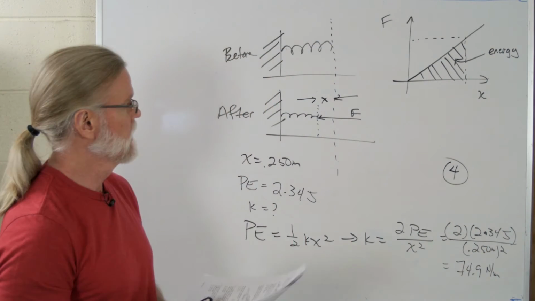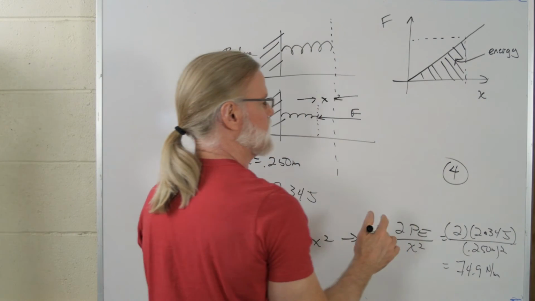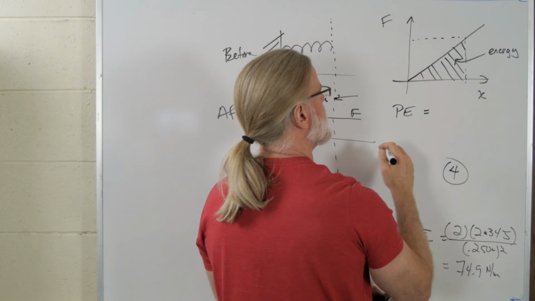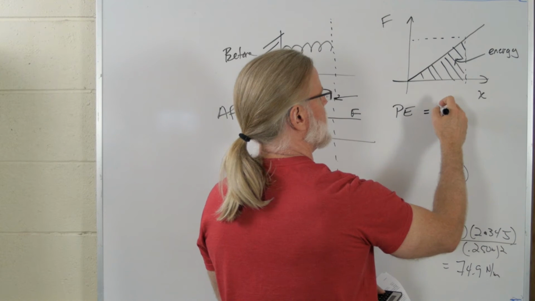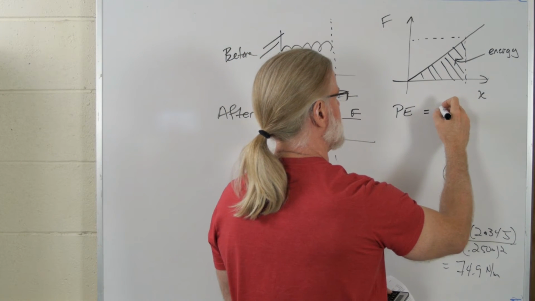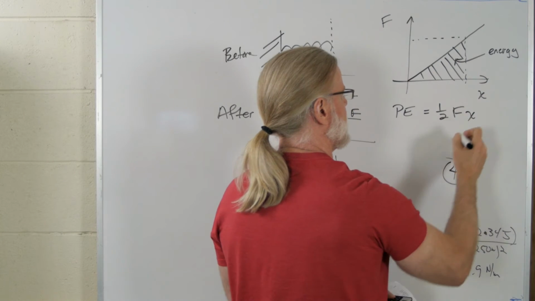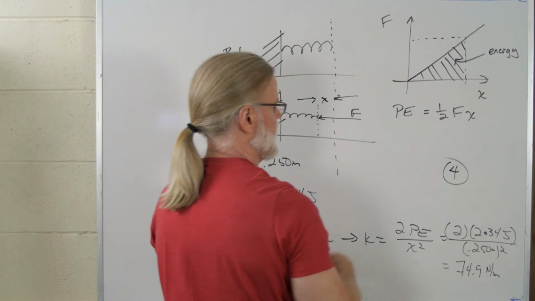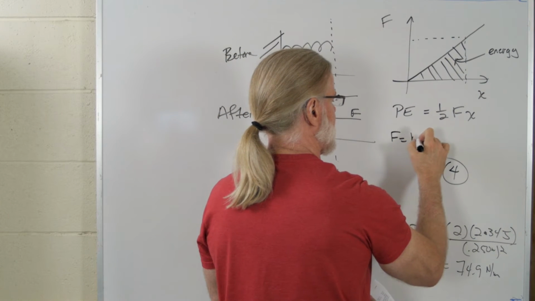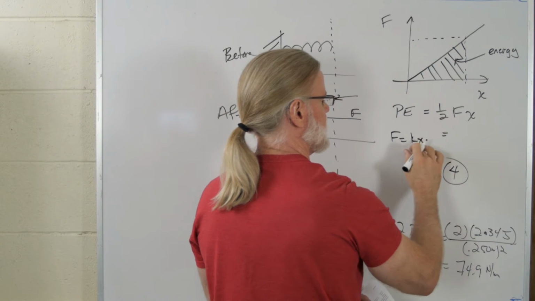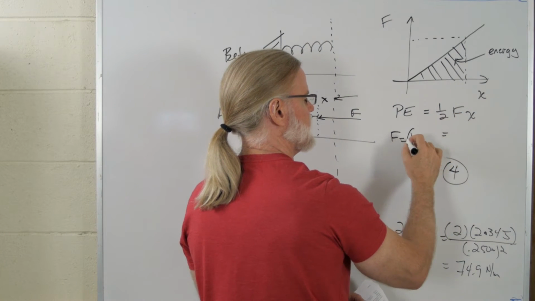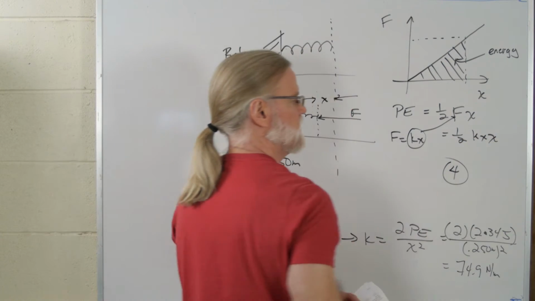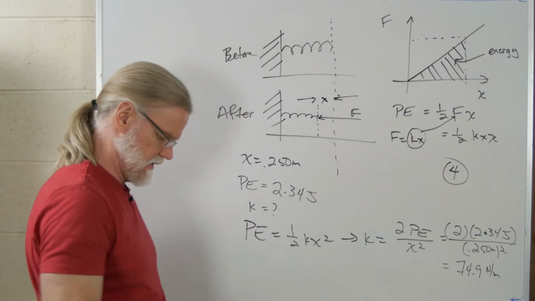That was an easy problem. Anyways, one way we could look at this if we're just analyzing these problems in general, the potential energy is that, but it's also the area under the curve. This is a triangle, so it's 1/2 base times height, so 1/2 fx, right? And of course, we know from Hooke's law that F equals kx, and just plugging that in for F, we would get 1/2 kxx, which is 1/2 kx squared. It's where that came from.